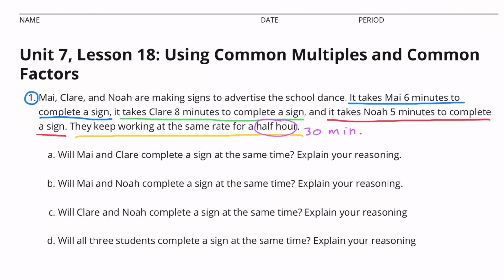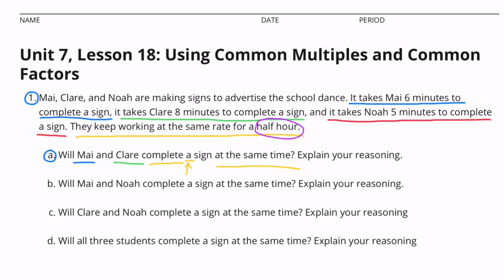It takes Mai 6 minutes to complete a sign. It takes Claire 8 minutes to complete a sign. And it takes Noah 5 minutes to complete a sign. They keep working at the same rate for a half hour. A. Will Mai and Claire complete a sign at the same time?